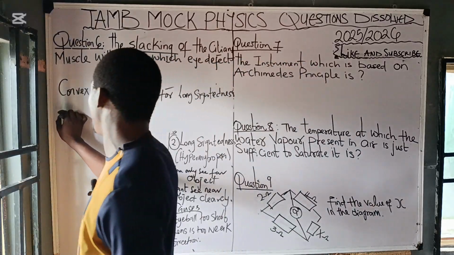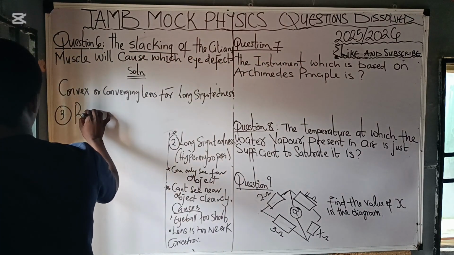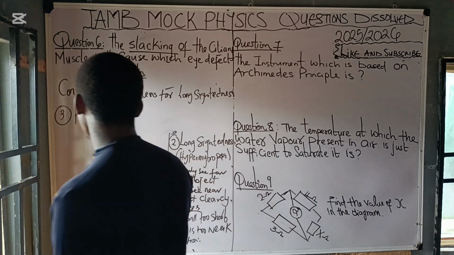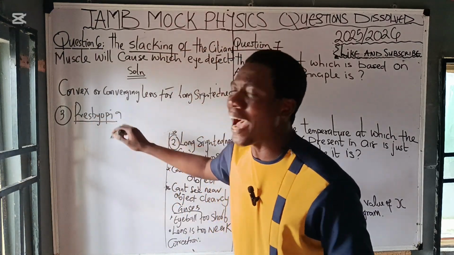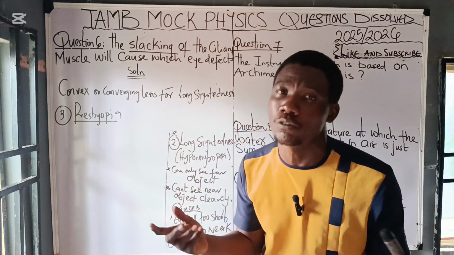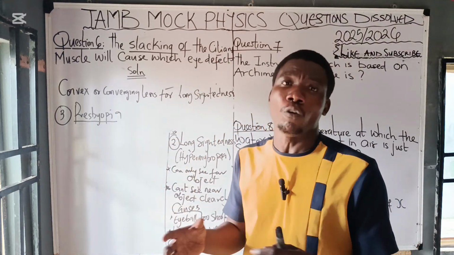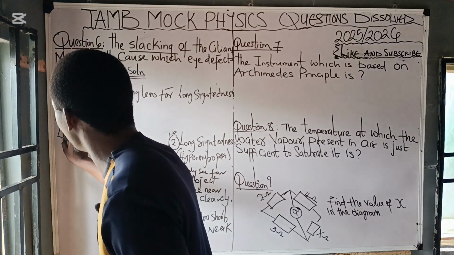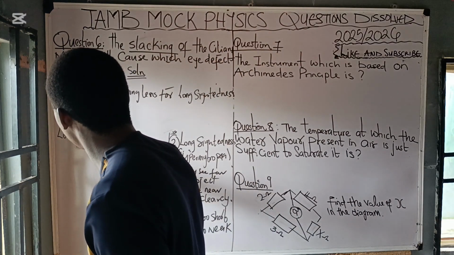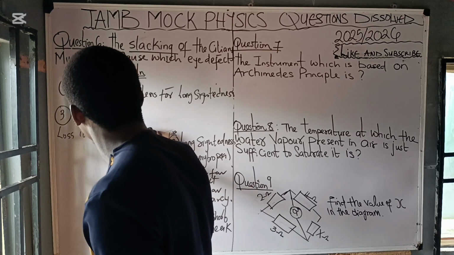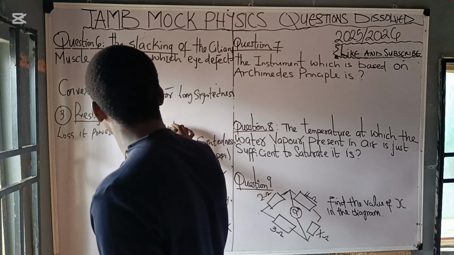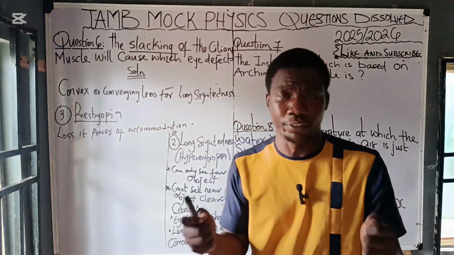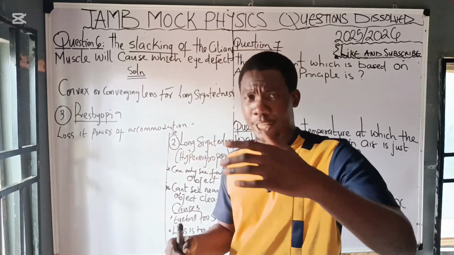Now, the number 3 eye defect that we have is called presbyopia. Presbyopia is an eye defect that is caused by the slacking or weakness of the ciliary muscle in such a way that the eye will lose its power of accommodation. What does the word accommodation mean? It is the ability of the eye to adjust the focal length of the lens so that it can focus both far and near objects clearly.